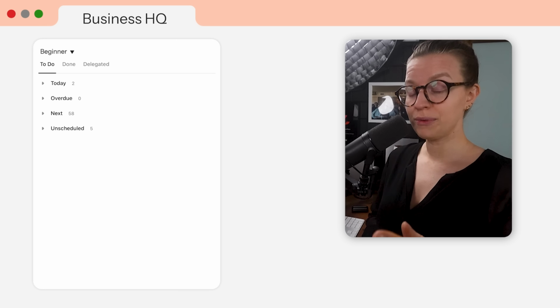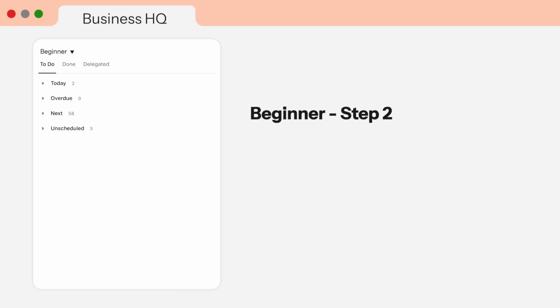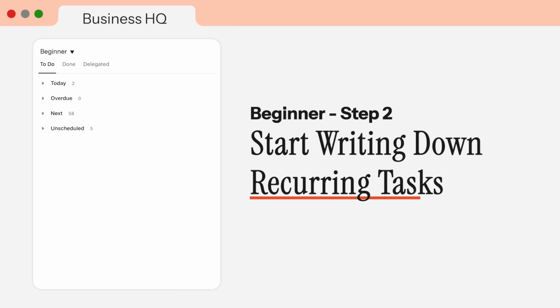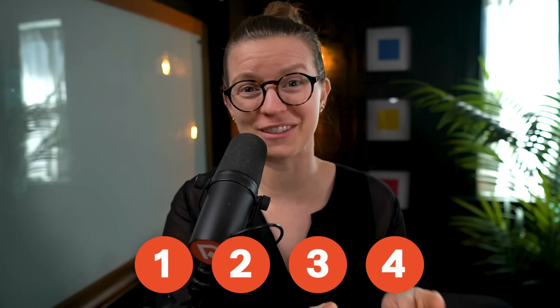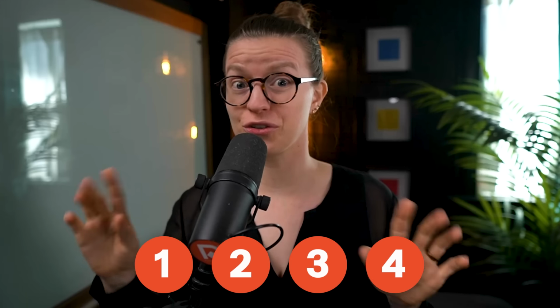Once you have that down, we're ready to move on to step two, which is to start writing down recurring tasks you do. So as you go through your workday, I want you to notice things that you do again and again. Write them down as tasks on your to-do list. Now, I should say a lot of people create tasks incorrectly. There's actually a correct 4-part formula for how to create a perfect task. You can watch this video to make sure you're doing it correctly.